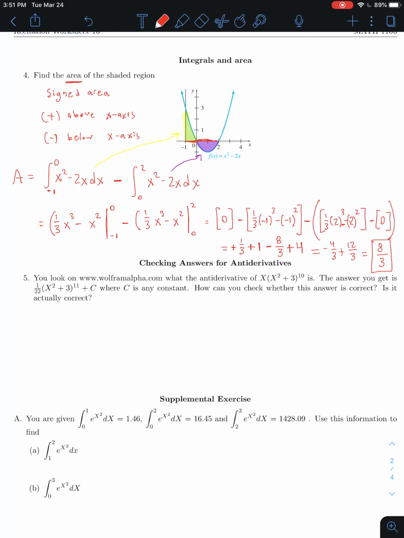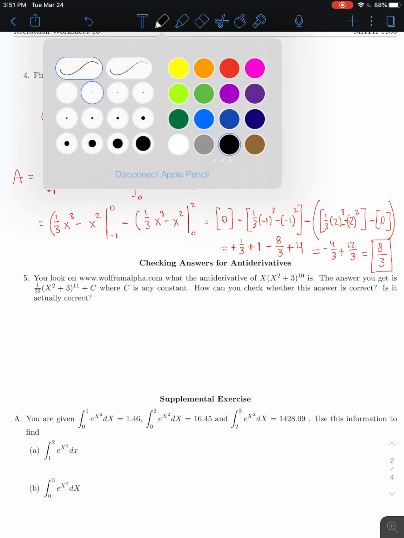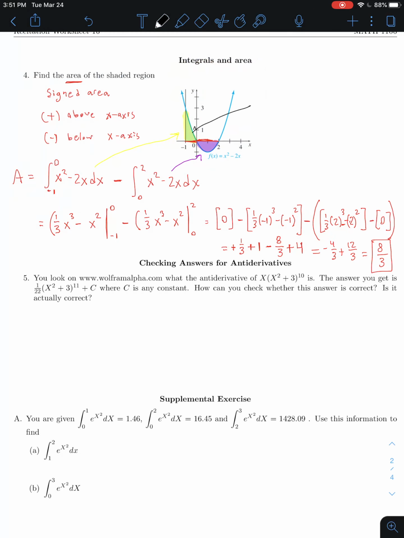So we want to check and make sure that this makes sense. So 8/3 is between 2 and 3. Well, the yellow area looks like a triangle, and it has a base of 1 and a height of 3. So for its area, we could use the formula for the area of a triangle.